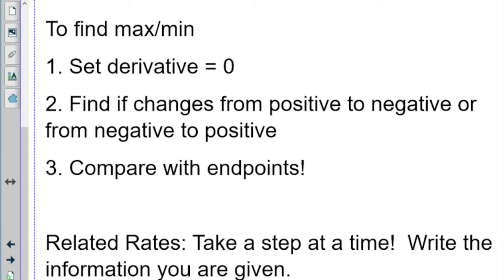Finally, for related rates, if you come to related rates, take it a step at a time. It's a lot thrown at you, but write down the information that you have, write down whatever formula you're using, area, volume, Pythagorean theorem, whatever it is. And then once you get to that derivative step, then it's just a matter of plugging in all the values that you know. So a big part of it is picking apart the question. Make sure you write down what values you're being told, what value you're trying to solve for.